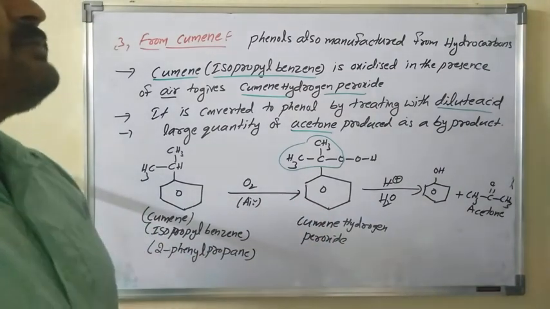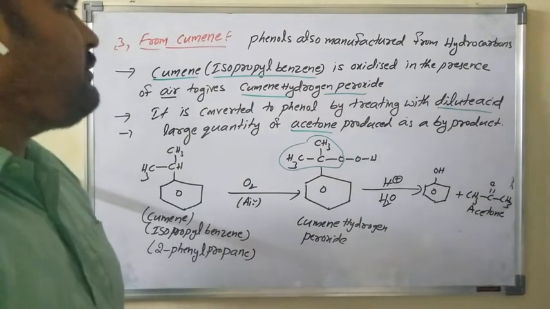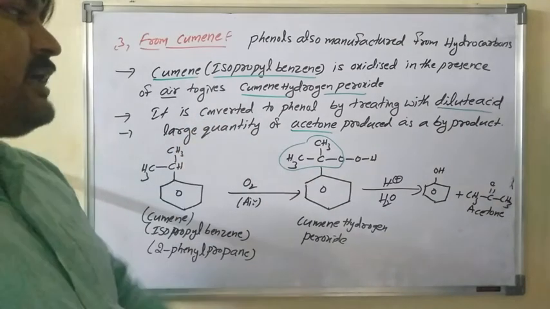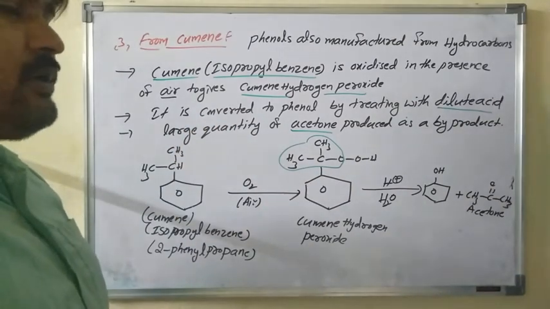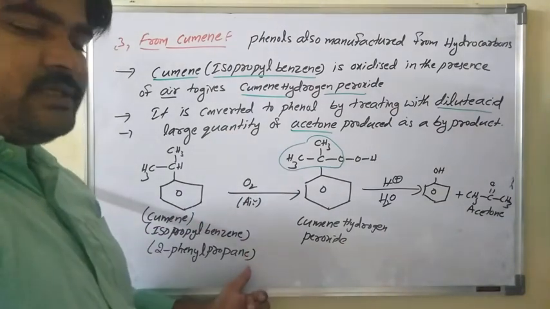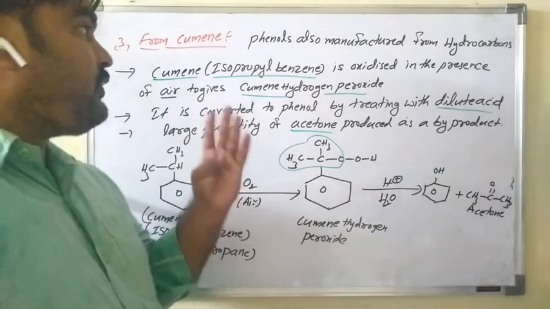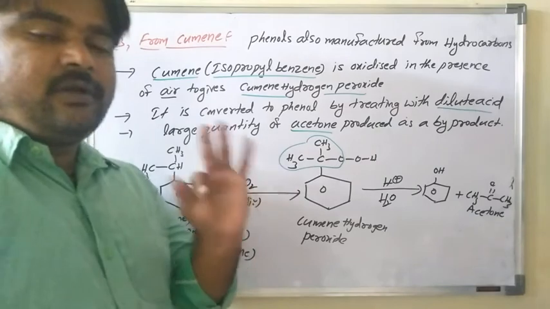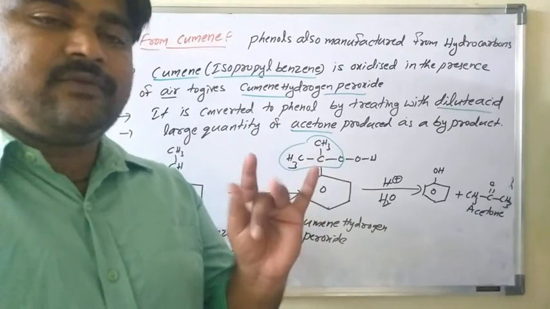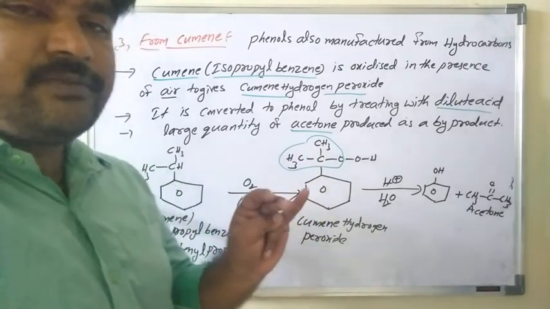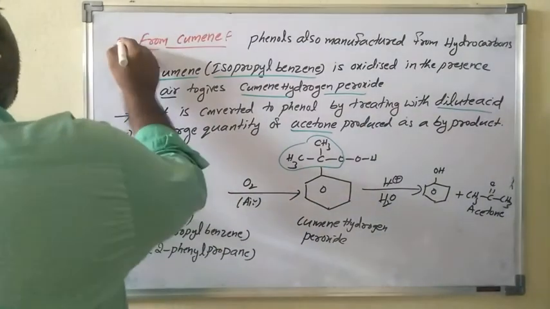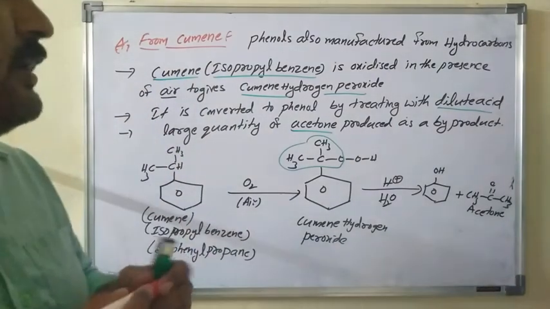So phenol is also manufactured from hydrocarbons. Cumene is oxidized in the presence of air to give cumene hydrogen peroxide. It is converted to phenol by treating with dilute acids followed by hydrolysis. So a large quantity of acetone is produced as a byproduct. So this is the reaction. Is it clear? Okay. These 4 methods are the preparation of phenols, only 4 methods. First one is from chlorobenzene, halogens. Second one from benzene sulfonic acid. Third one is from diazonium salt. Fourth one is from cumene. Is it clear? Okay.